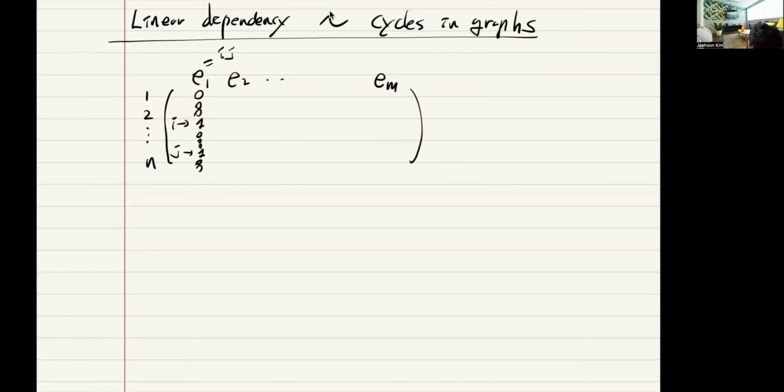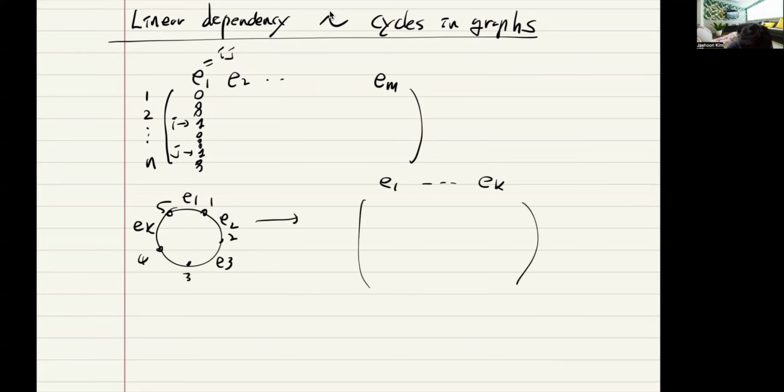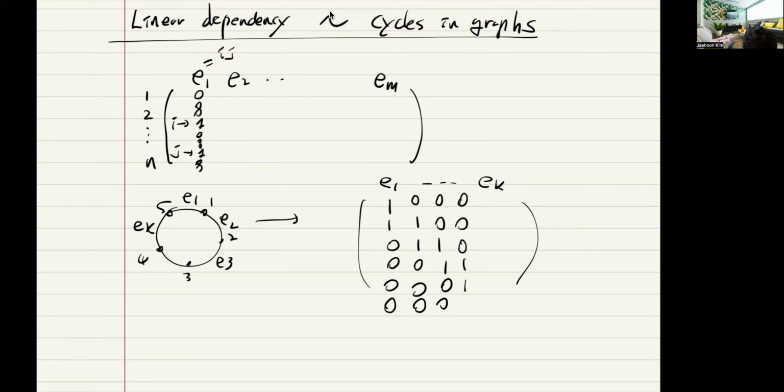And in such a graph, if you have a cycle, E1, E2, E3, up to Ek, how are those vectors corresponding to those edges? So you have vertices 1, 2, 3, 4, 5, just to make it easy to display. By ordering these vertices in this way, you have these vectors. And the last one is in this way.